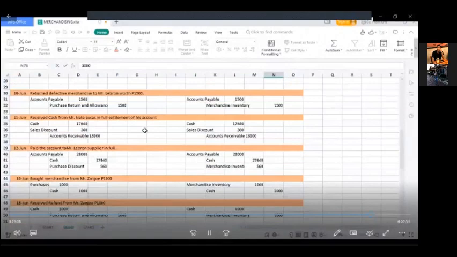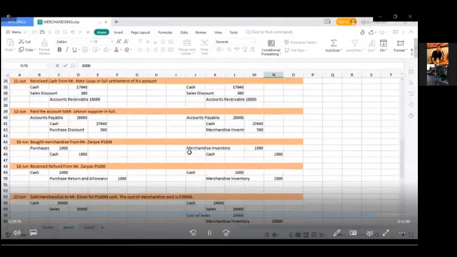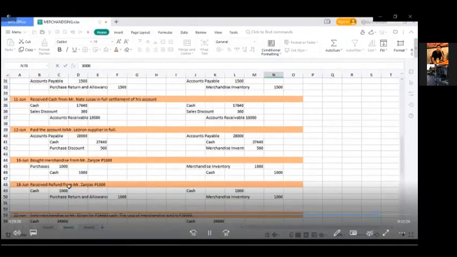Dito, pagdating sa preparation of financial statements, magkaiba yung formula natin sa periodic and perpetual ng statement of performance or yung income statement natin. So, pag sa periodic inventory system, ang formula na gagamitin natin dyan is sales less sales return and allowances, sales discount is equals to net sales and less cost of goods sold.